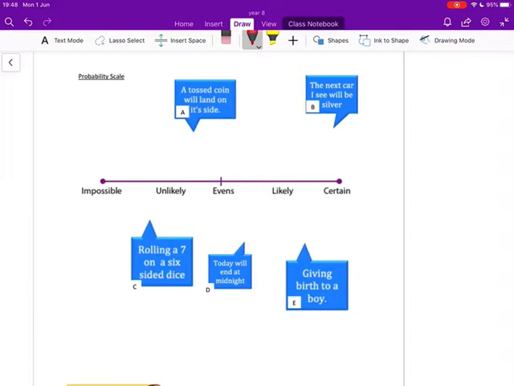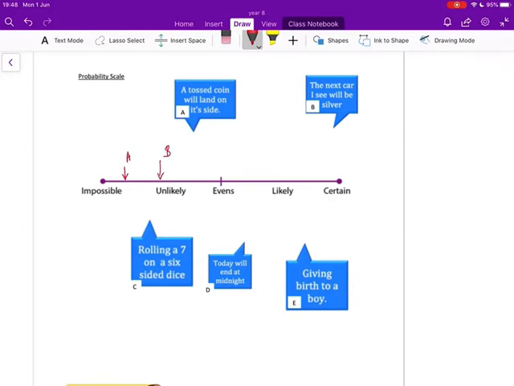So we've got a tossed coin will land on its side. Well, it's not impossible, but it's probably pretty unlikely that a tossed coin is going to land on its side. So I might put that sort of position there on my probability scale. Next one, the next car I see will be silver. Well, that's obviously not impossible, it's not certain, but it's certainly more likely than the tossed coin landing on its side. So I might put that in about that position there.